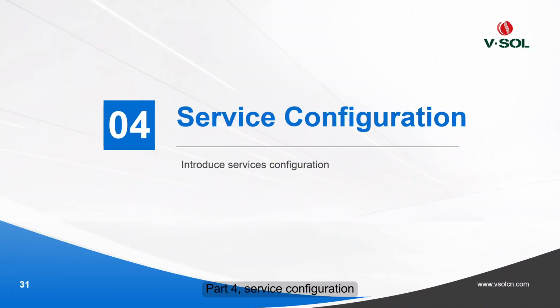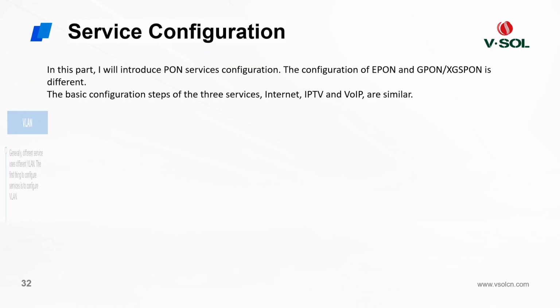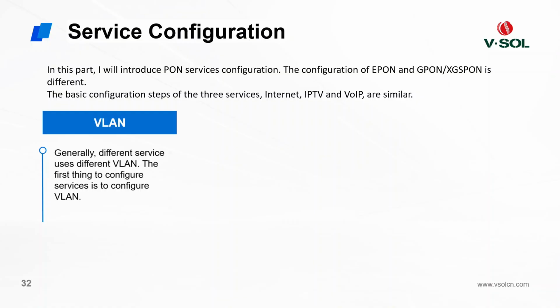Part 4, Service Configuration. In this part, I will introduce how to configure basic services. The configuration of EPON and GPON or XGS-PON is different, but the basic configuration steps of the three services, Internet, IPTV, and VoIP, are similar. Step 1. We need to create VLAN and configure VLAN for ports. Generally, different services use different VLANs. So the first thing is to configure VLAN.